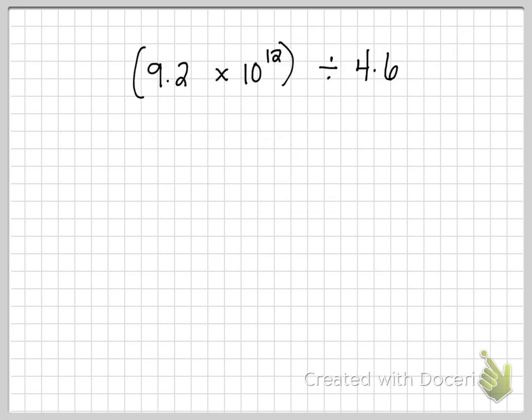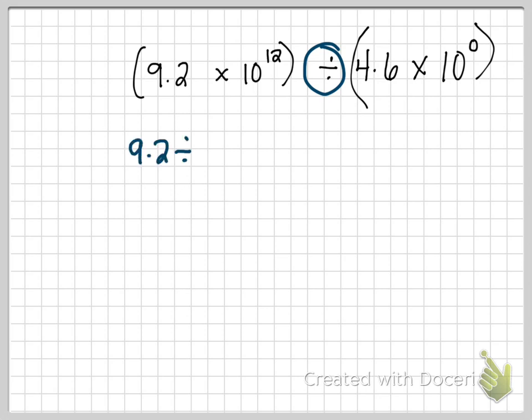Where we don't have the second term written in scientific notation. So what should this be? Times 10 to the? 0. Yeah. 10 to the 0. So start by, this is division. 9.2 divided by 4.6 is just 2. And then we'll subtract our exponents. 12 minus 0 is 12. Is this in scientific notation? Yes. So we're done.